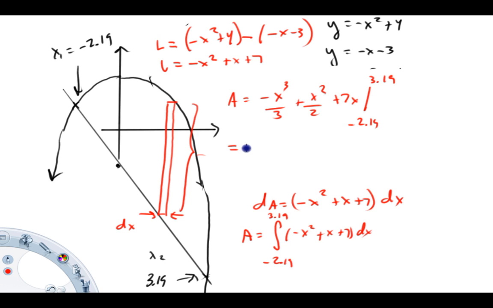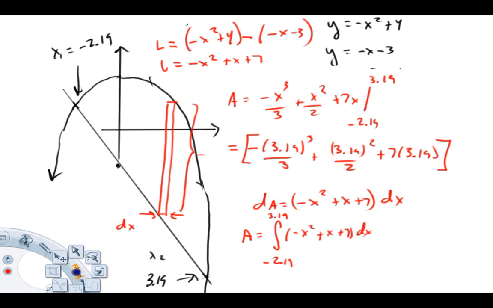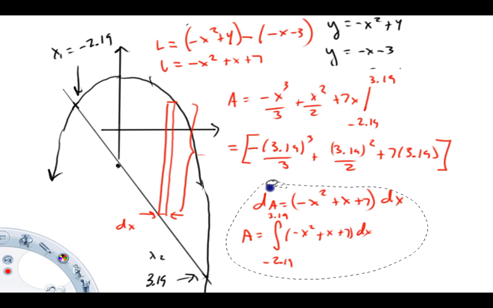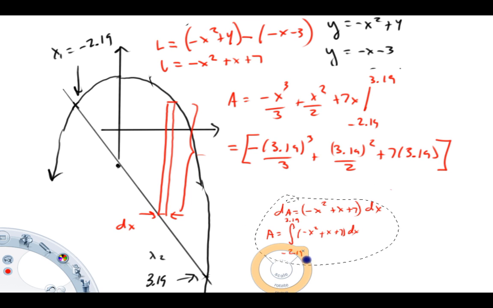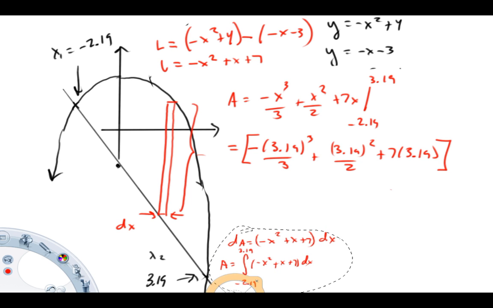Now it's just a matter of putting in values. So we're going to have minus 3.19 cubed over 3 plus 3.19 squared over 2 plus 7 times 3.19. That's the top limit. I need to make myself some room here to do the bottom limits. So I'm going to take this stuff and shrink it down a little bit and move it down a little lower. Okay. All right. Minus, I'm going to come down here and put the bottom limits. Now we're going to put in minus 2.19.